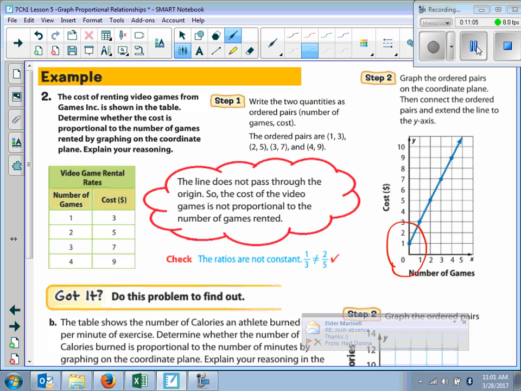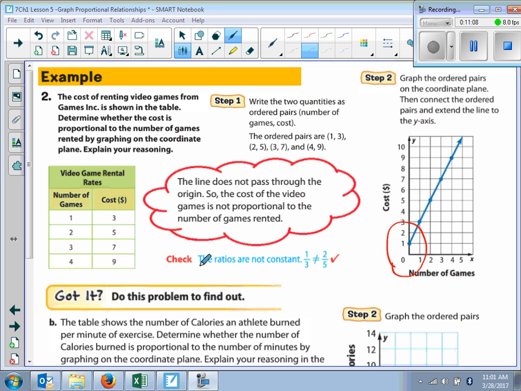Now, I want to point out that a way for you to check is to look at the ratios. So here, we've got 1 to 3. That's this ratio, right? Here, this ratio is 2 to 5. This ratio is 3 to 7. If I look at those ratios, 1/3, 2/5, are they equal? No, they're not equal. Because the ratios are not equal, we already learned this before spring break, right? They are non-proportional. Very good.